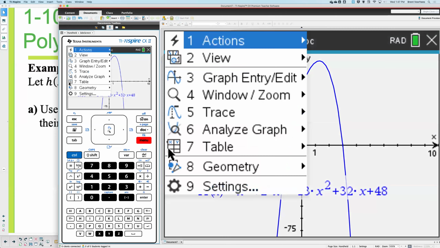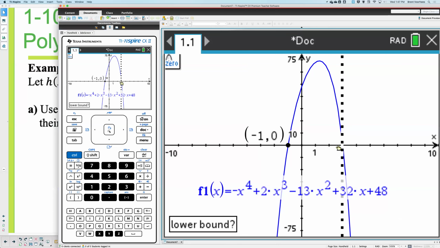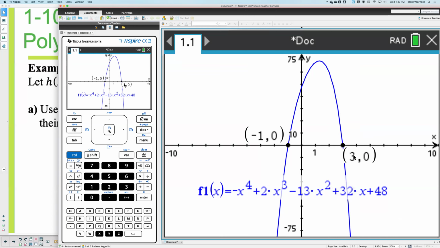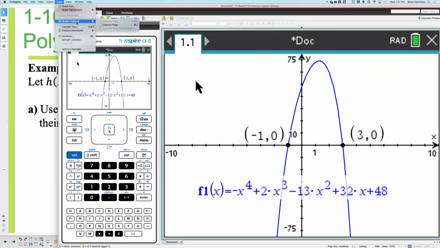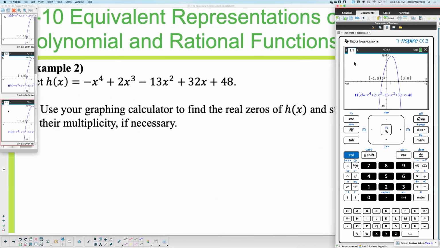Go back to menu, choose Analyze Graph, choose 0. Go to the left of the 0, click. Go to the right, click. What 0 do you get that time? 3. Perfect. Those are going to be our 2 zeros. This graph has 2 real zeros.